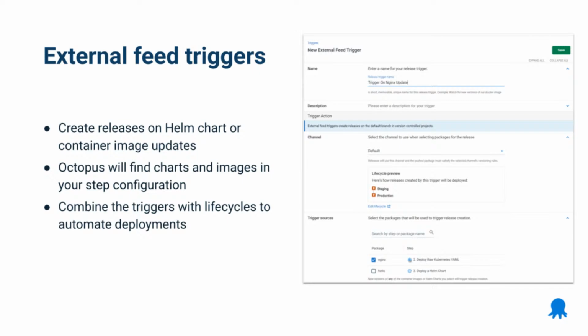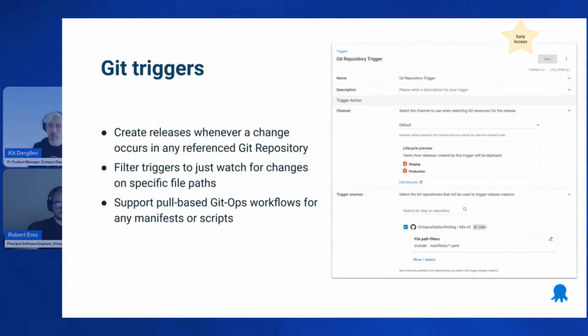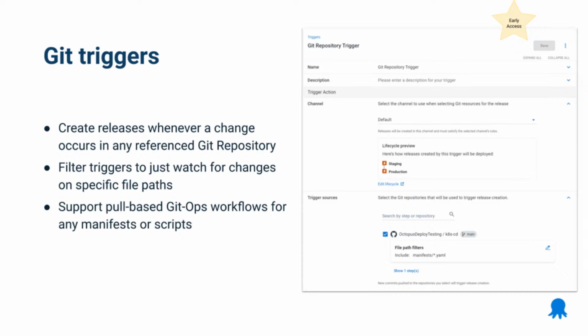Finally, earlier this year, we added external feed triggers. That leverages both of the previous features. An external feed trigger can now get information about the container or Helm chart which you referenced before, and proactively look for updates. With this, Octopus can create a new release every time you upload a new container or a new Helm chart. We'll talk about how you can apply it later, but you can imagine that from here, you don't need any external tool or manual process to create releases. Octopus will just do it for you. And finally, what we're shipping right now is Git triggers. Rob, over to you.